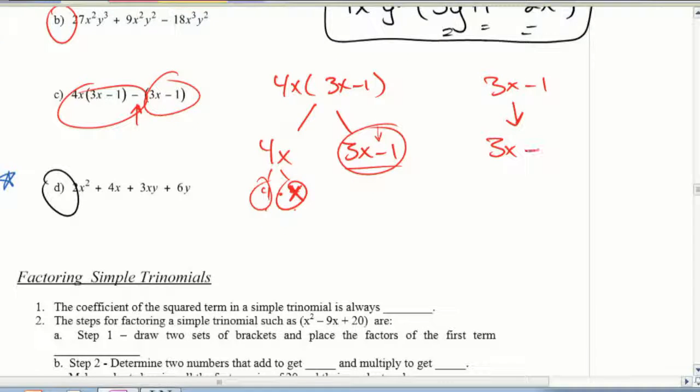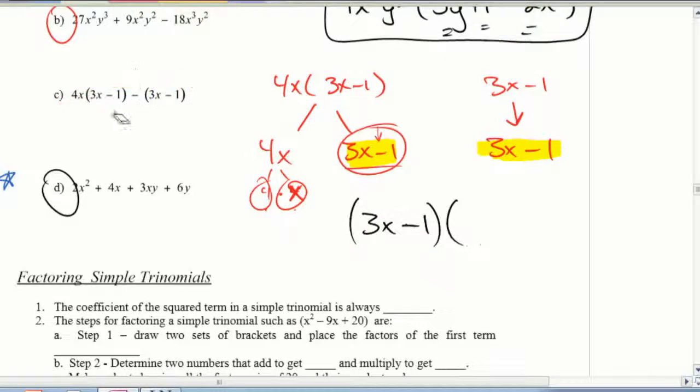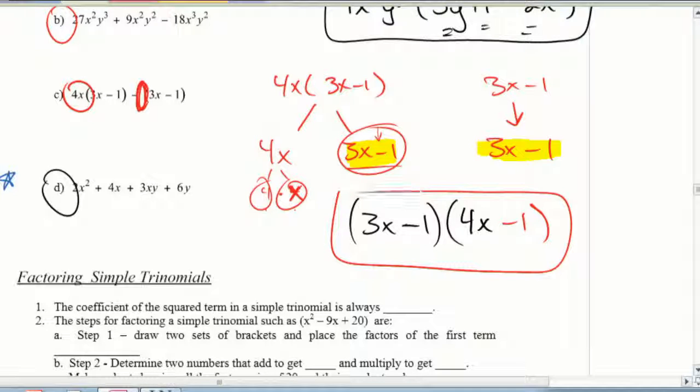So what do both terms have? Well, this one here has a 3x minus 1. This one here has a 3x minus 1. So I can factor it out of both of them. So I pull out a 3x minus 1. What am I left with? If I look back at the question, I have this 4x here, so I'm going to bring that down, 4x. And what about the second bracket? Well, in front of this, even though it's not written, I have a minus 1. So I'm going to bring down the minus 1. And that's that one.